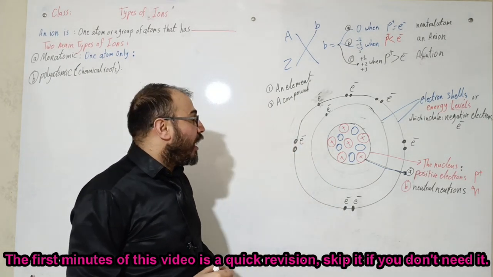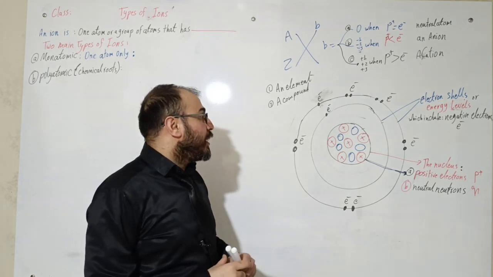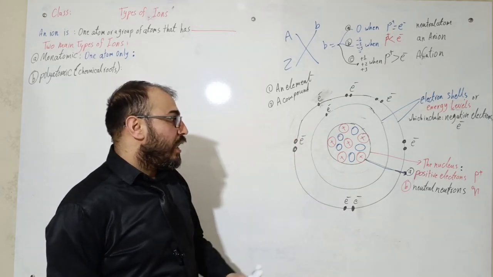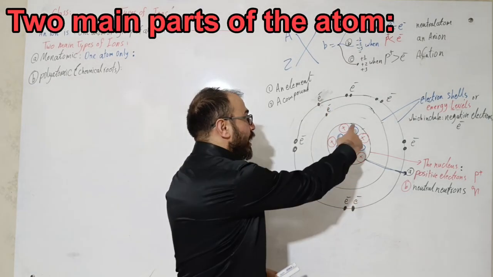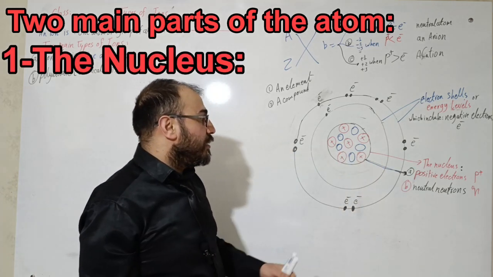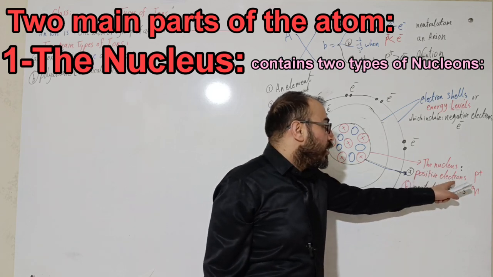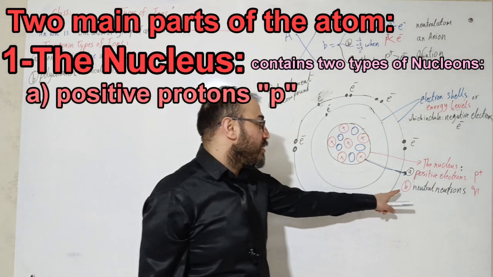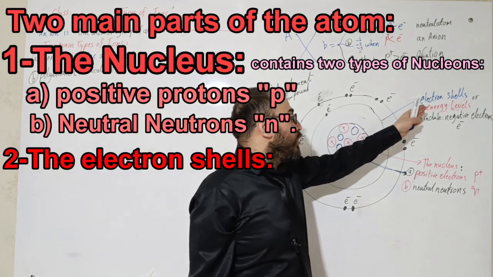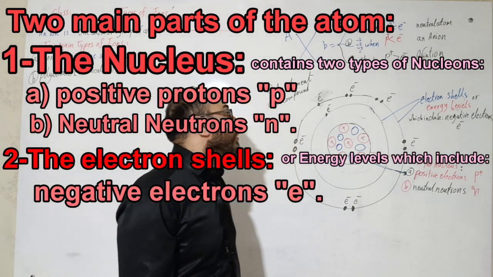From the beginning of our revision, we have talked about the atomic structure, and we said that the atom is made up of two main parts. The first one is called the nucleus, which is in the center of the atom and includes two types of nucleons: the positive protons and the neutral neutrons. The second part is called the electronic shells or energy levels, which include negative electrons only.